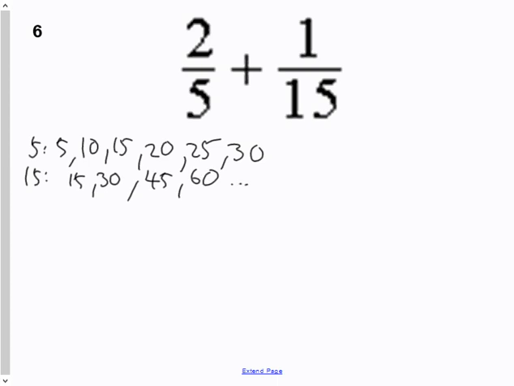So what I'm going to do here is realize that the first multiple they share is 15. But another multiple they share is 30. They share multiple different multiples. So what that means is we could use either 15 as a common denominator, or if we wanted to, we could use 30. But what we said before, it's always easiest to use the lowest common multiple because that makes your fractions easier to work with.